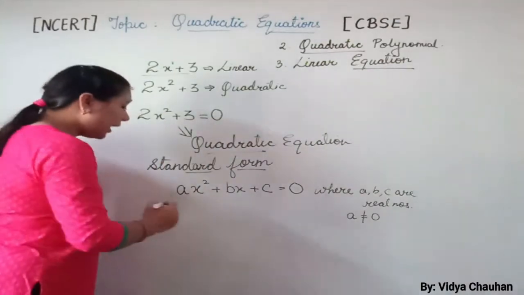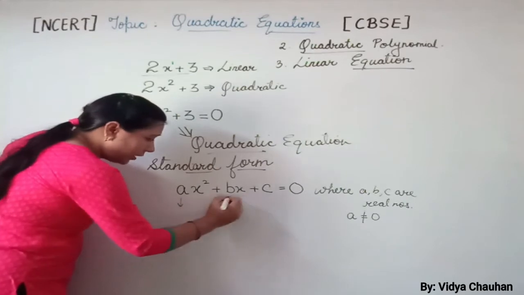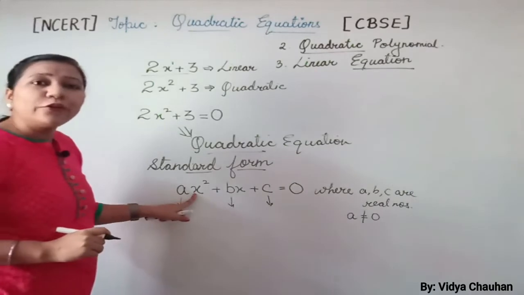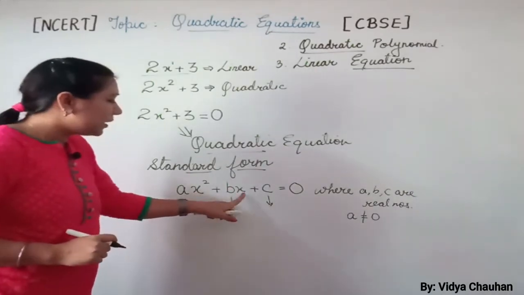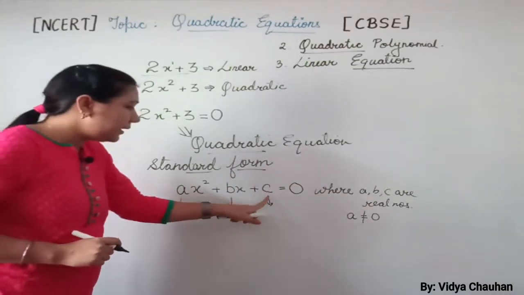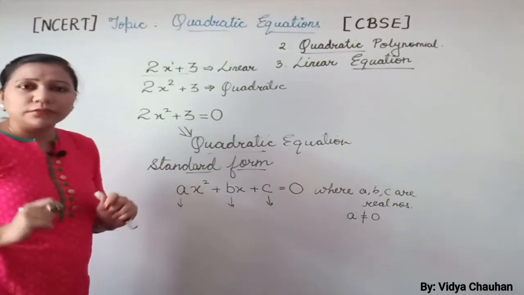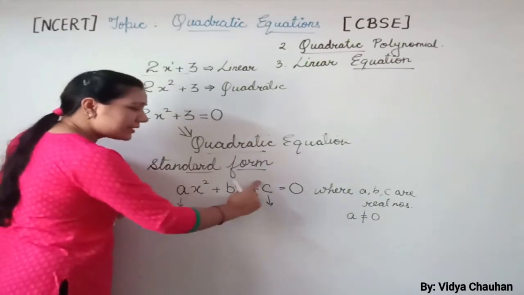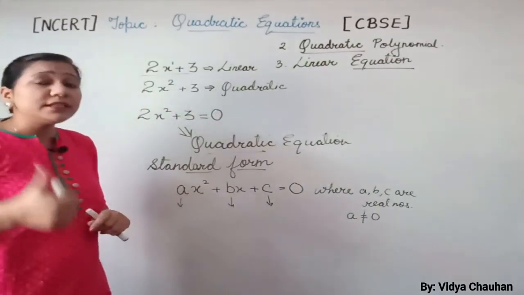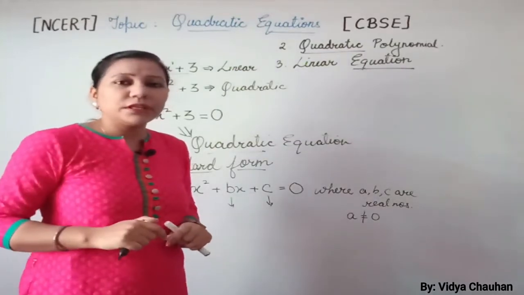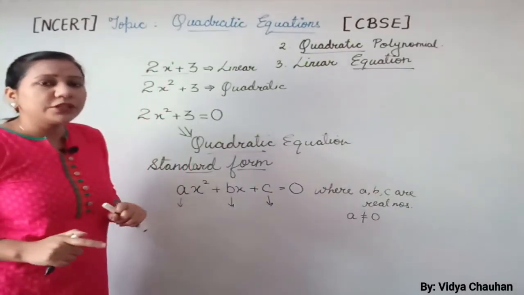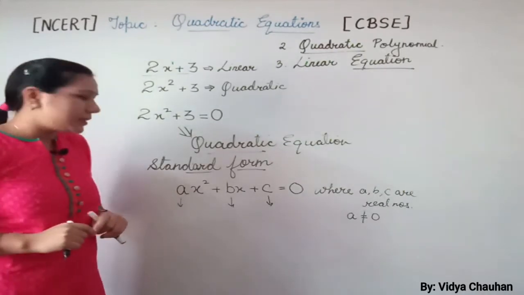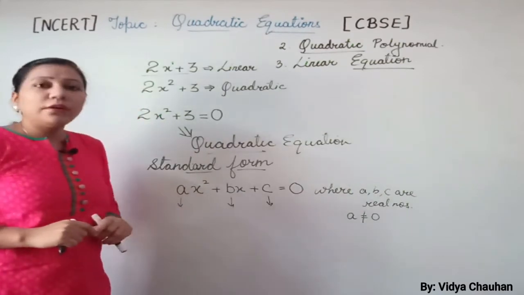Now what are the terms a, b and c? A is the coefficient of x square, b is the coefficient of x, and c is our constant term. Clear, students? These three should be real numbers. We cannot take irrational numbers or any other type of numbers. It should be real numbers. So this is all about the quadratic equation.